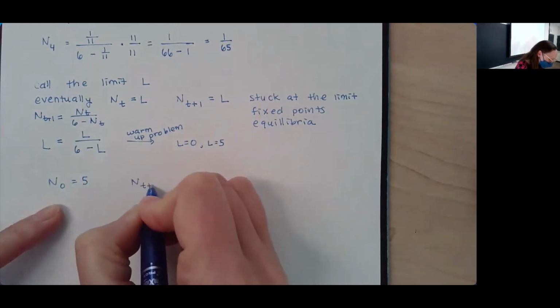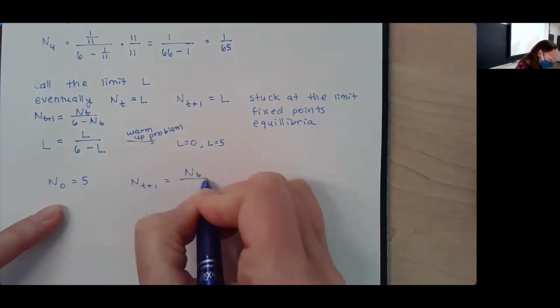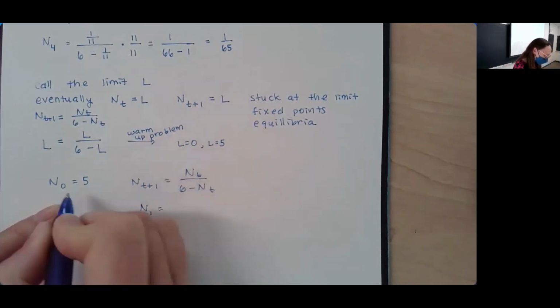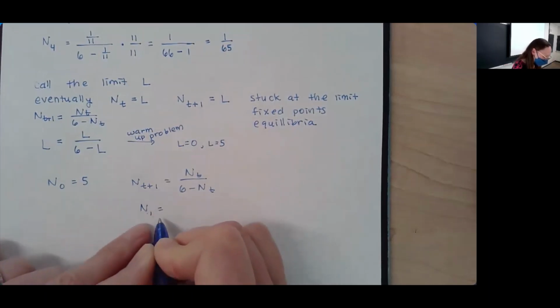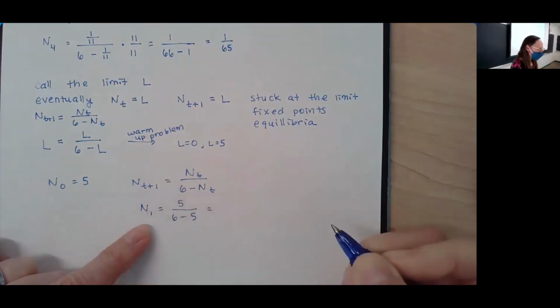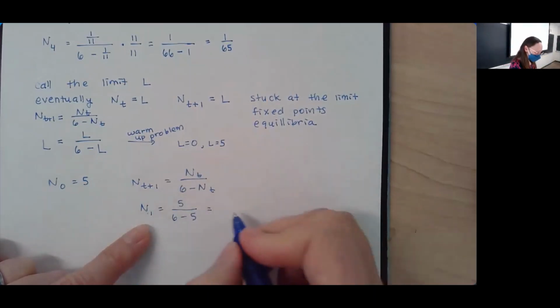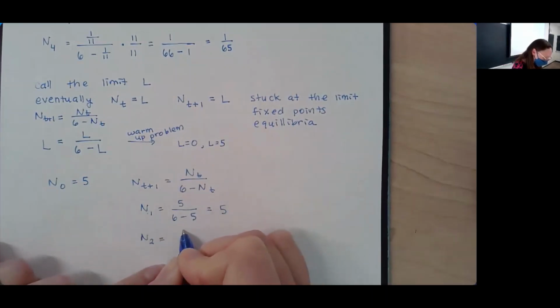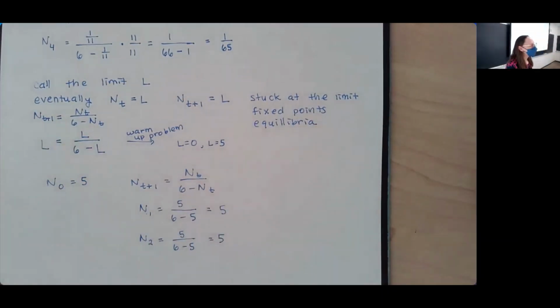Then n sub t plus 1, if that's equal to n sub t over 6 minus n sub t, if I started with 5 in my population, then my next time step would look like 5 over 6 minus 5. What do you get for a value? 5. Which means that next year, I'd be sticking the 5 back in and I'd have 5 over 6 minus 5. Oh, I'm going to get 5 again. I'm stuck. So algebraically, there are values that we're going to get stuck at, that if we ever get close to them, we're stuck there.